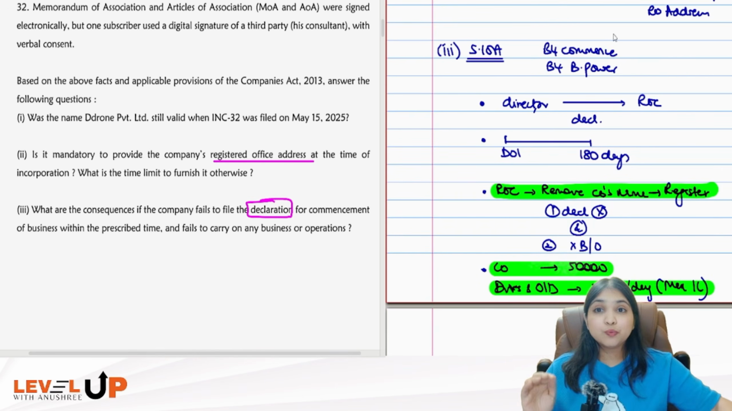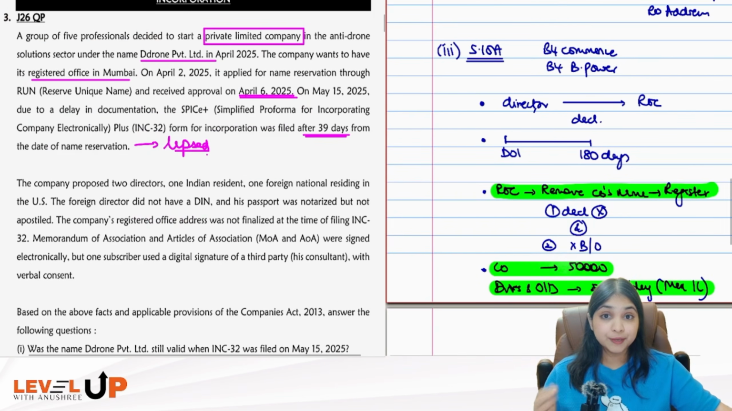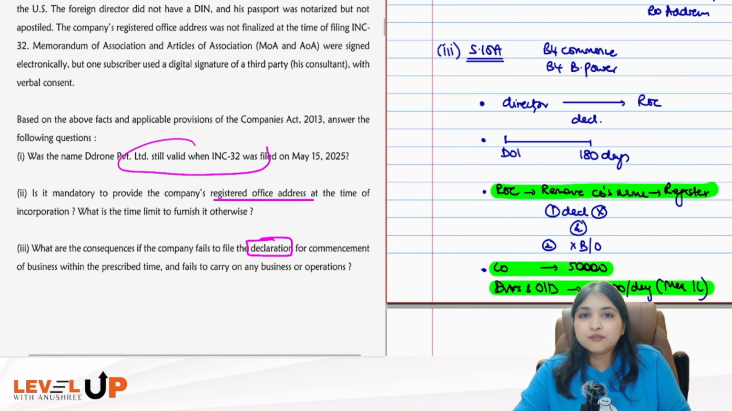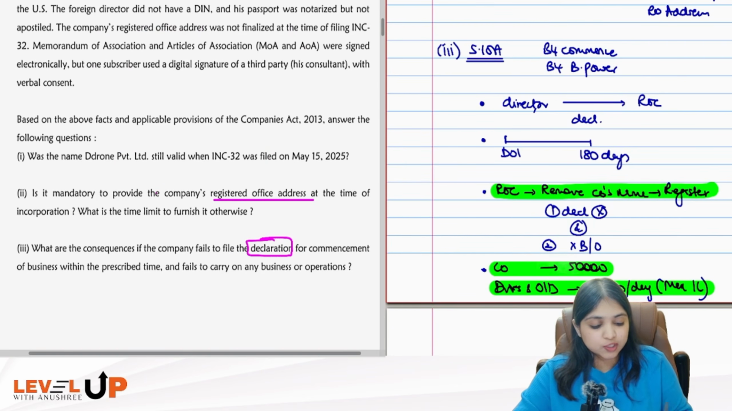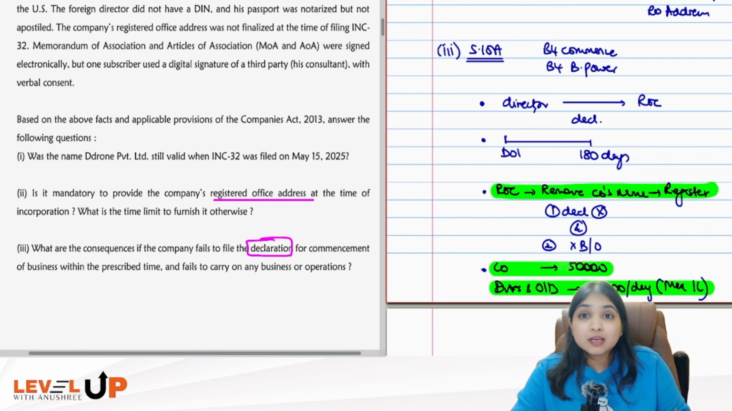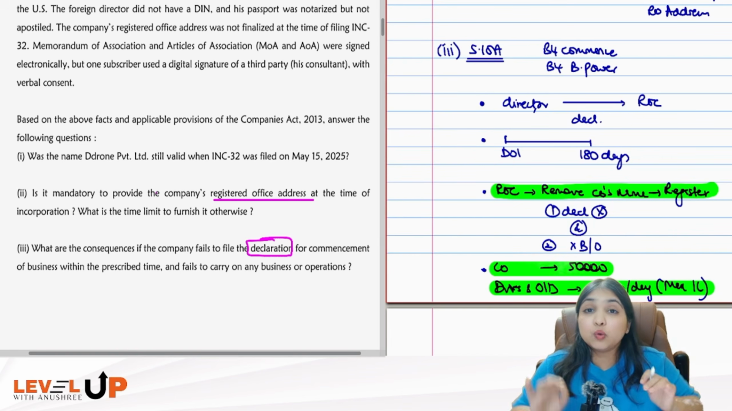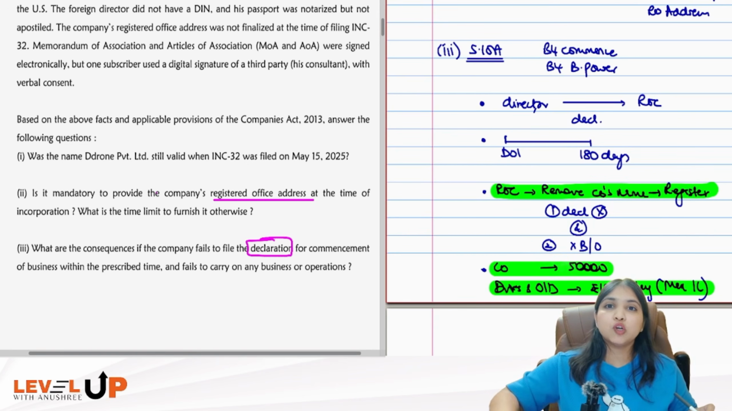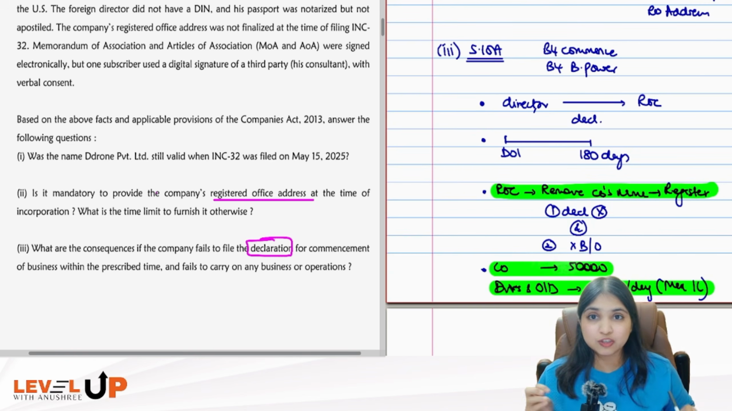Alright guys, so this was our discussion on question number 3. So what were your learnings? Your learning number 1, name reservation is valid for only 20 days. After that, name reservation will lapse. Learning number 2, when the company is getting incorporated, at that time we don't have to give the registered office address to the ROC. At that time we have to give a temporary address only. Within 30 days from the date of incorporation only, we have to give the RO address to the ROC.